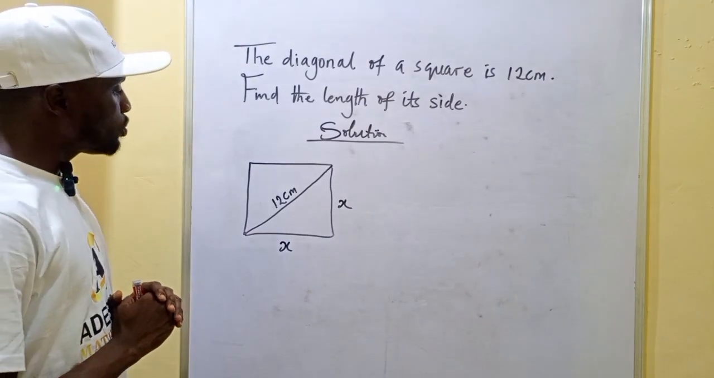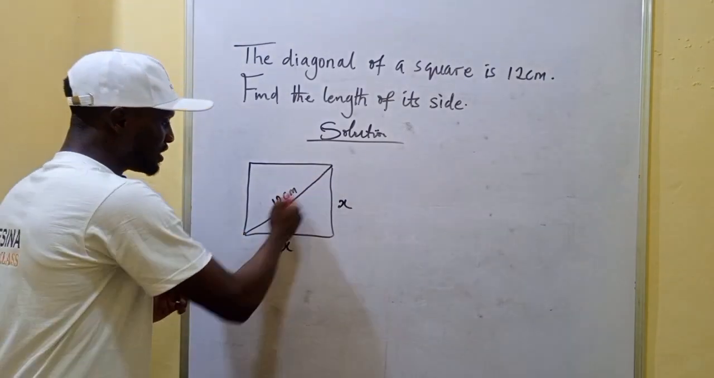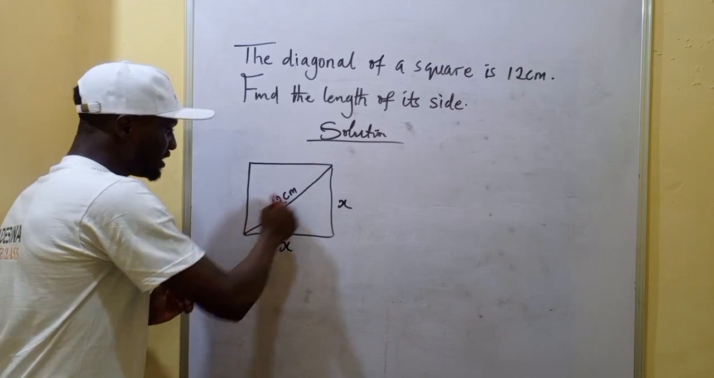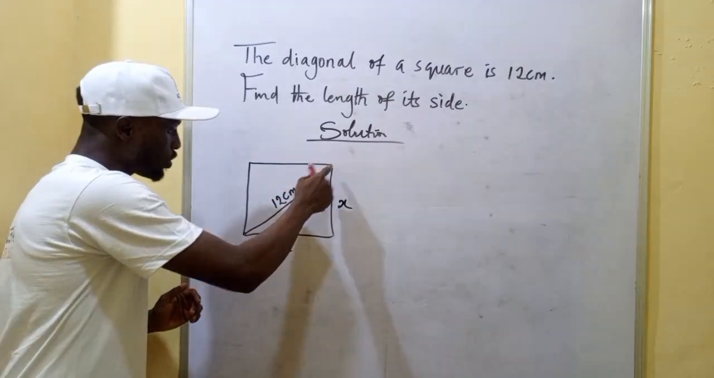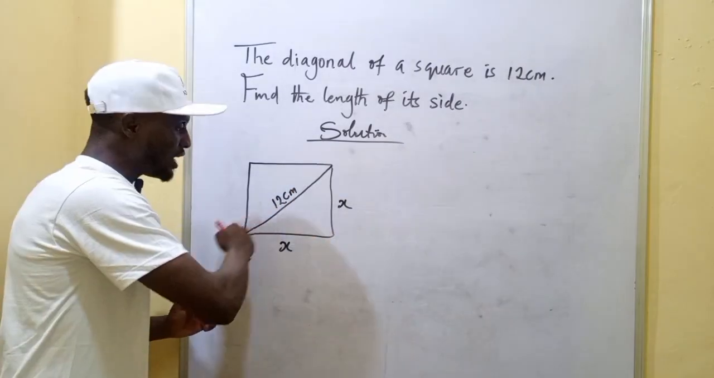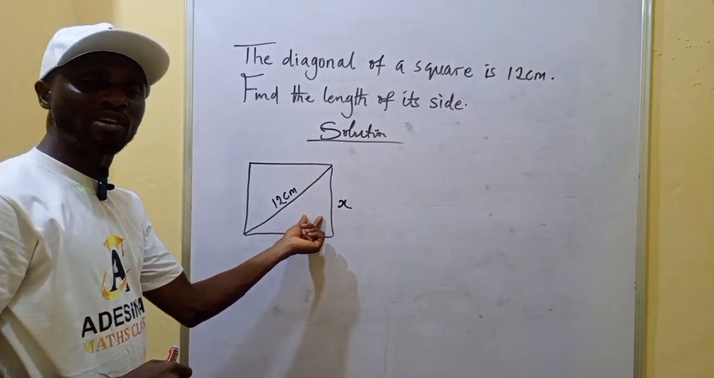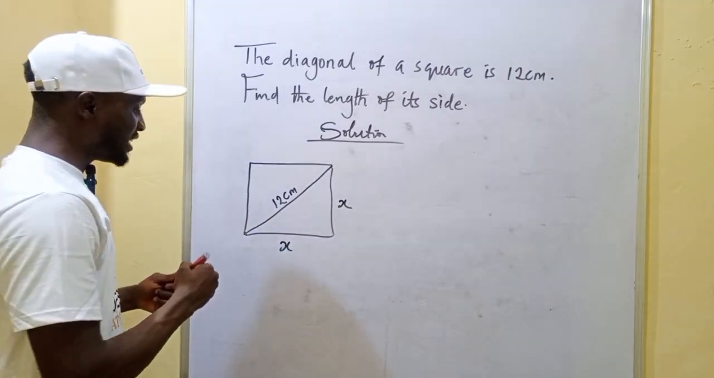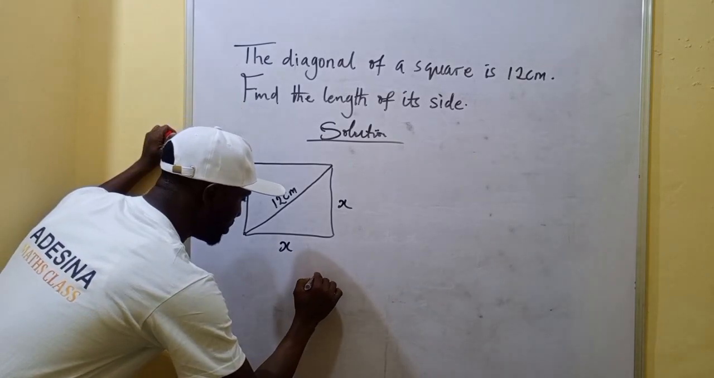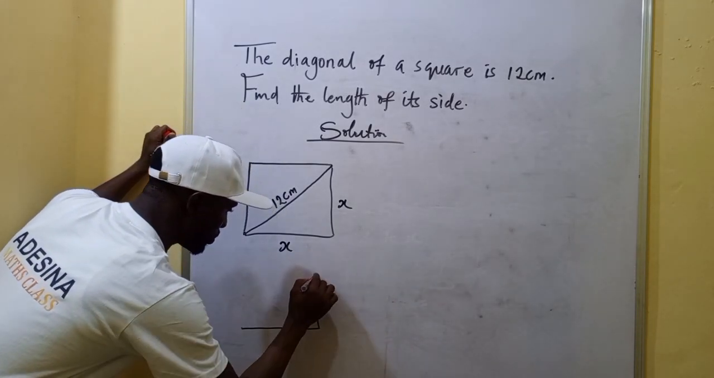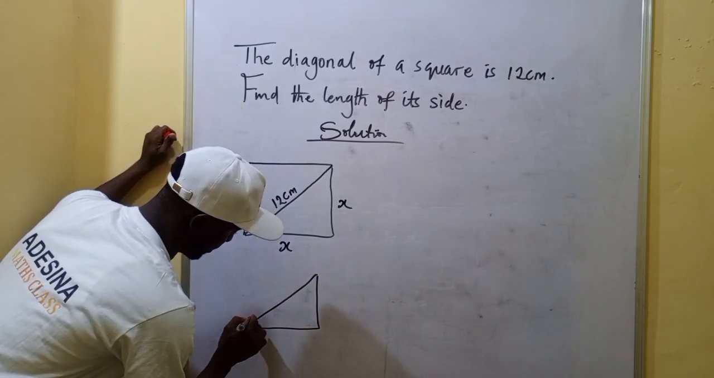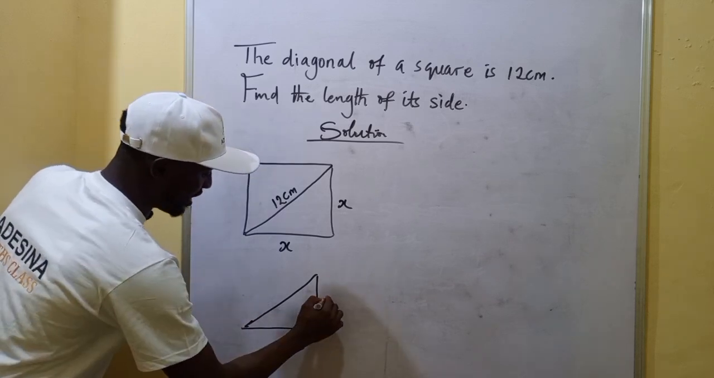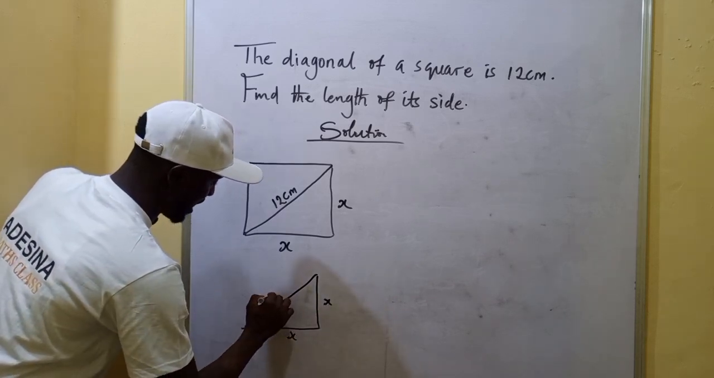Now, how do we find the length? Very simple. If you look at this very well, dividing this square into two equal parts, putting diagonal there, you discover that it's forming a right angle triangle here. So if I decide to bring out the triangle, this is what I'm having. I have X here, I have X here, then I have 12 here.